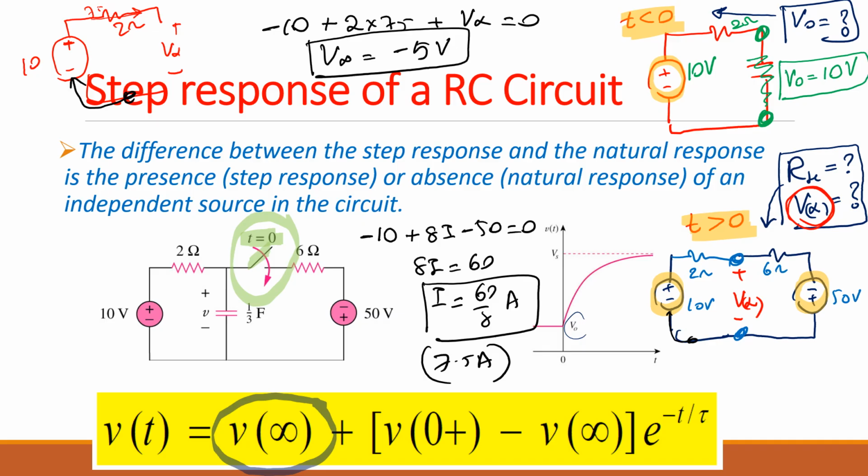What's that? V infinite is the voltage across the capacitor when the time goes to infinite. Okay, when the time goes to infinite, your capacitor will be fully charged, isn't it? And that path is open circuit. So if you consider those 2 points, if you find the voltage across these 2 points across the capacitor, that will give you the voltage across the capacitor when the time goes to infinite. Are we good? So we found V naught is 10 and V infinite as negative 5.